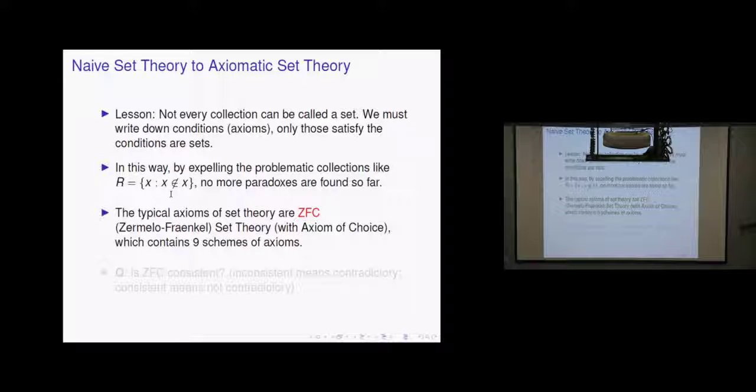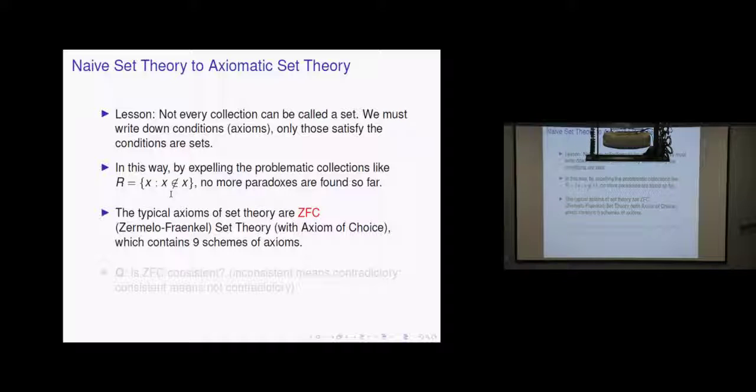I don't know whether in future I'm going to mention this or not, but probably it's nice to know. The typical axioms of set theory are called, in shorthand, ZFC. Z stands for Zermelo. He's a German mathematician. Actually, there are documents saying he discovered Russell's paradox even before Russell, but he didn't make it public. F is for Fraenkel, another logician.